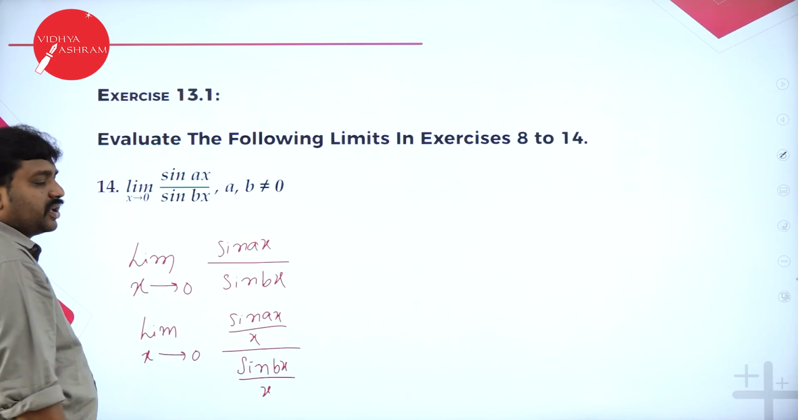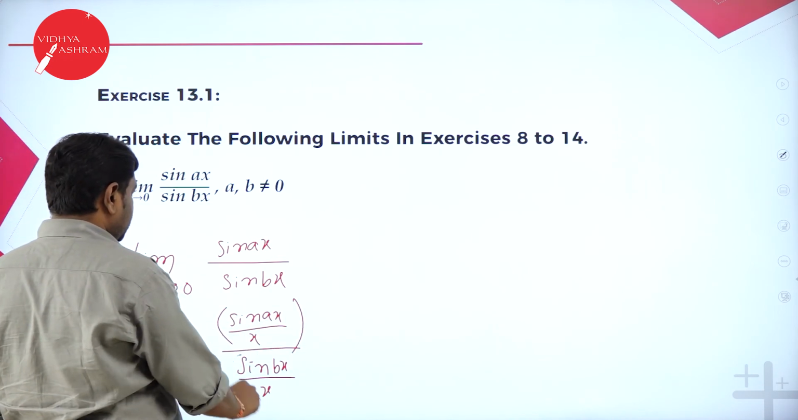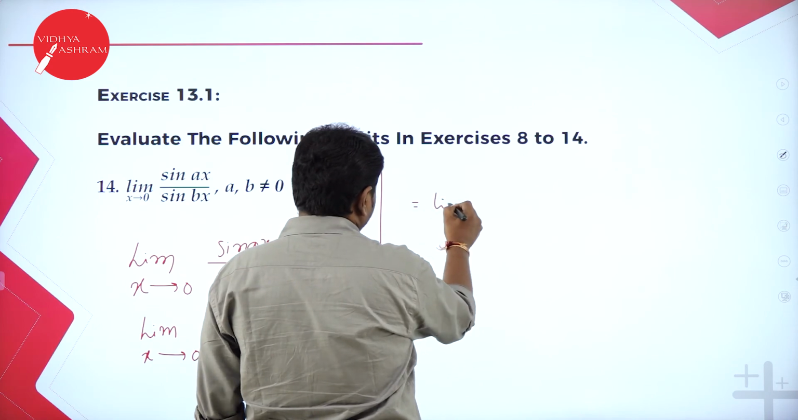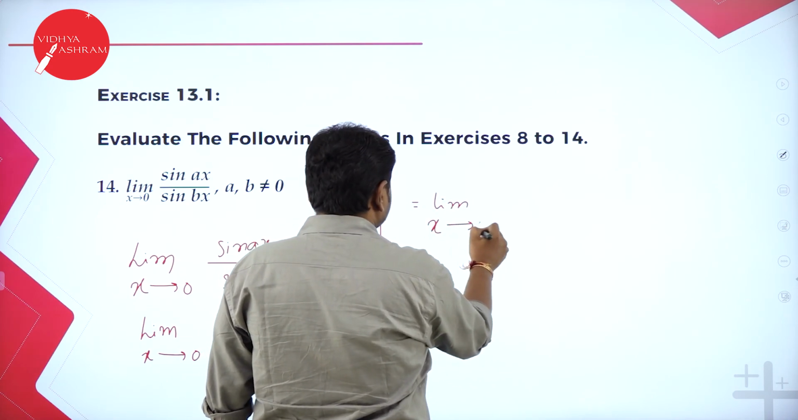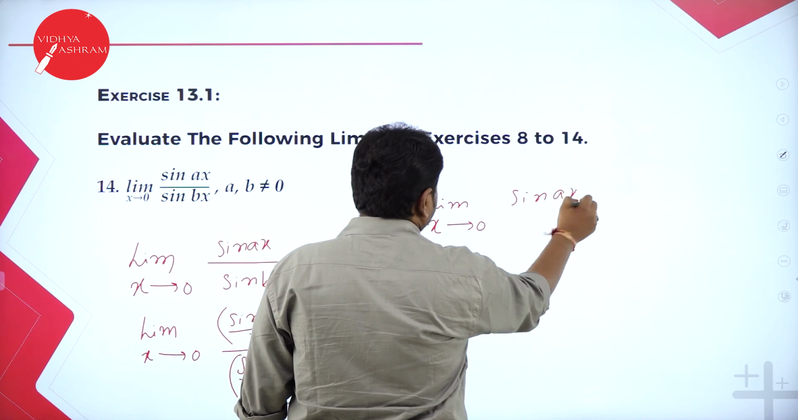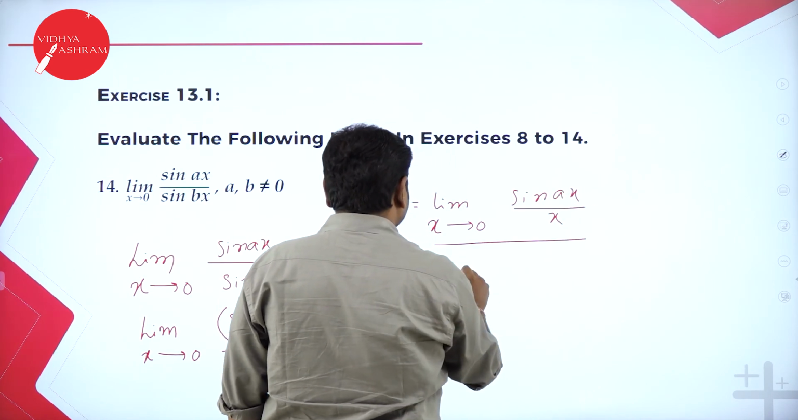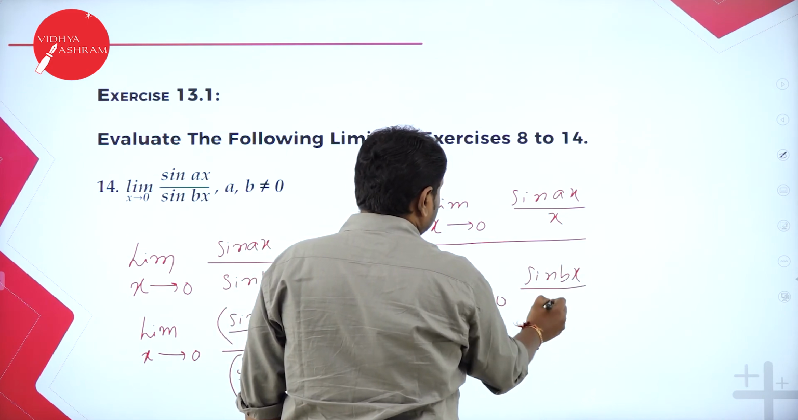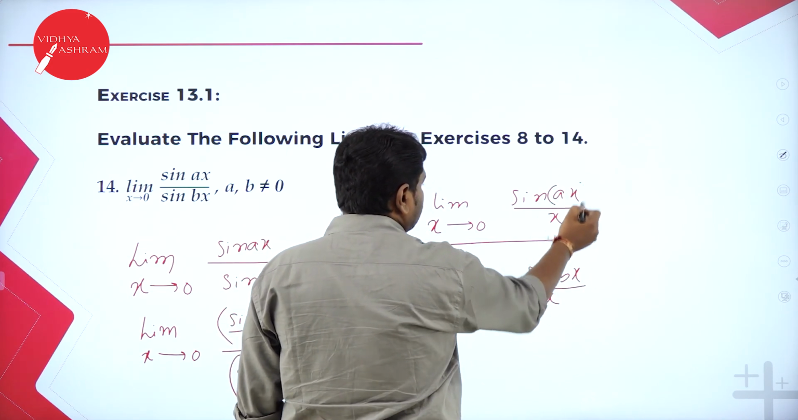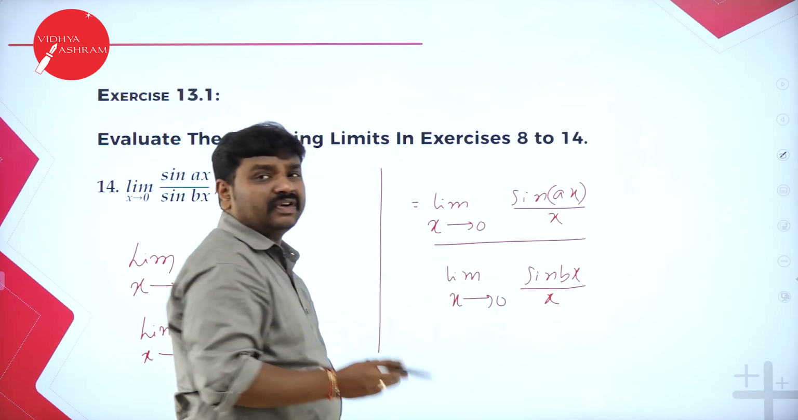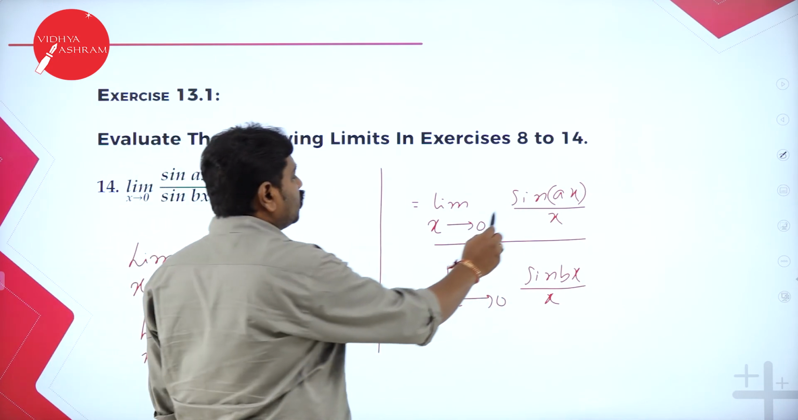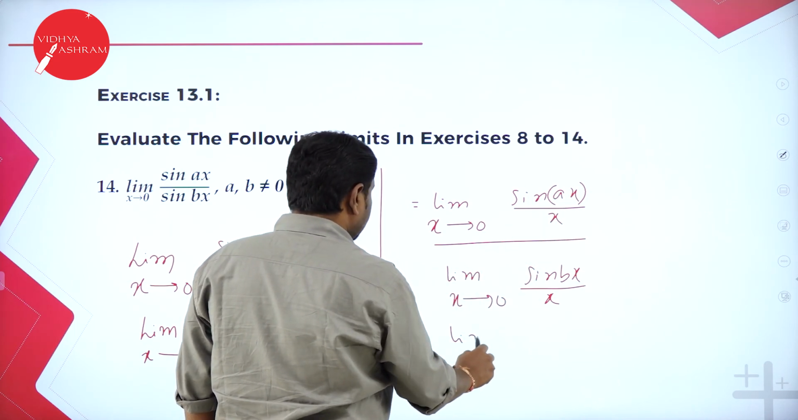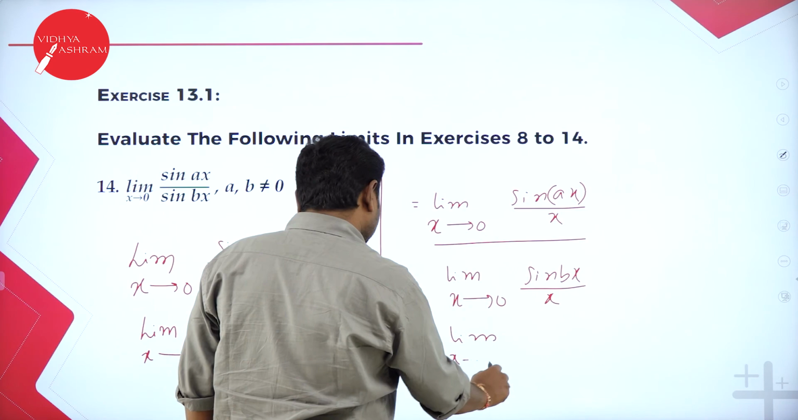Now apply the limit separately for the numerator, and then apply the limit separately for the denominator. So that is equal to limit x tends to 0 sin ax by x in the numerator, and in the denominator limit x tends to 0 sin bx by x. Now in the numerator we have ax, but here we have x. So in the numerator divide and multiply by a. Observe the coefficient of x. What is the coefficient of x in the numerator? a. So introduce a. So instead of x tends to 0, you can take ax tends to 0.